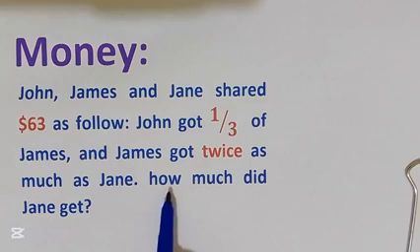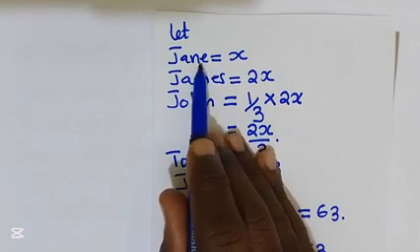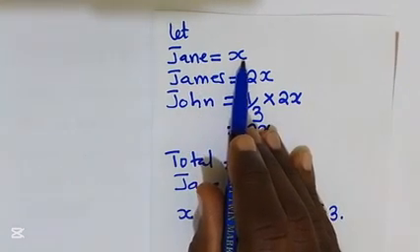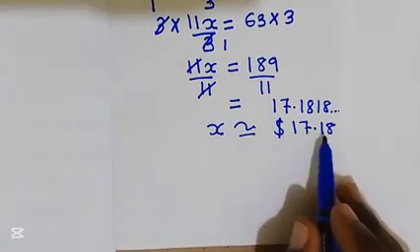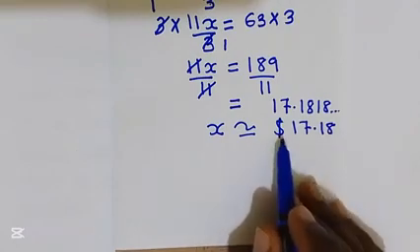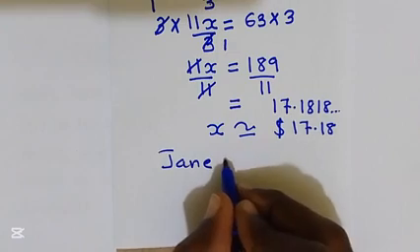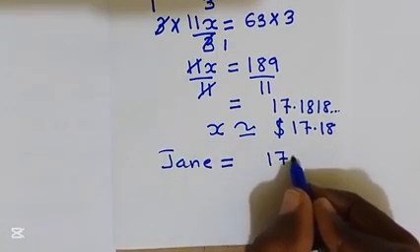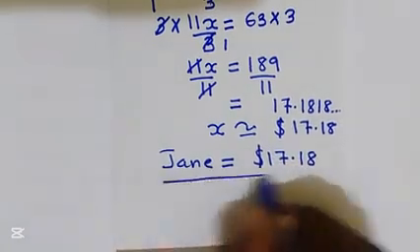The question says, how much did Jenny get? But initially, we let the amount of Jenny be equal to x, and we got x equal to 17.18 dollars. So Jenny got 17.18 dollars. This is an approximation.